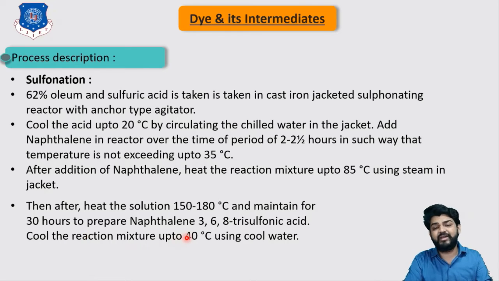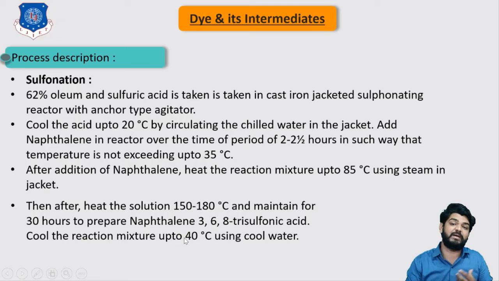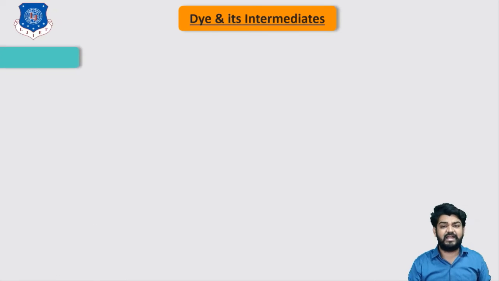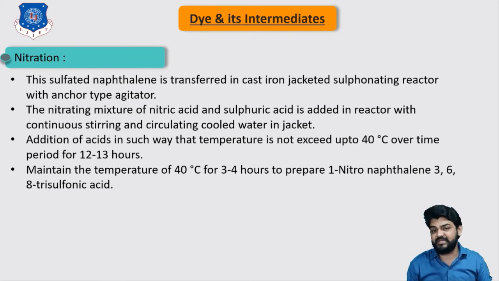Then we have to cool our reaction mixture to 40 degrees Celsius by means of the cooling water. After the sulfonation step, the next step is our nitration reaction, in which this sulfonated naphthalene is transferred to one more cast iron jacketed sulfonating reactor, which also has an anchor type of agitator. Inside it we add nitric acid or the mixed acid, that is, a mixture of nitric acid and sulfuric acid, being added to this reactor.